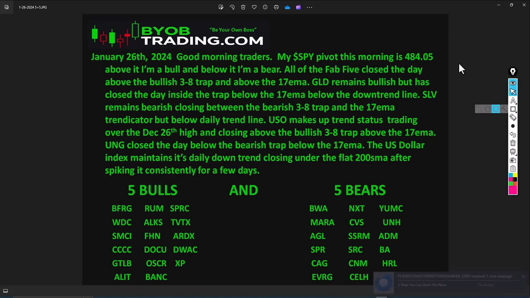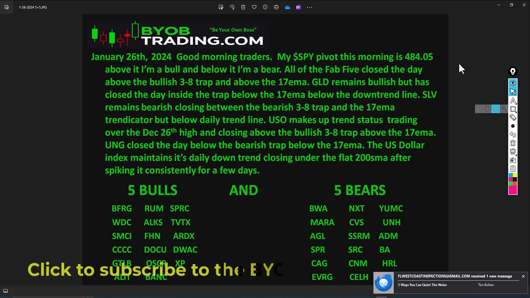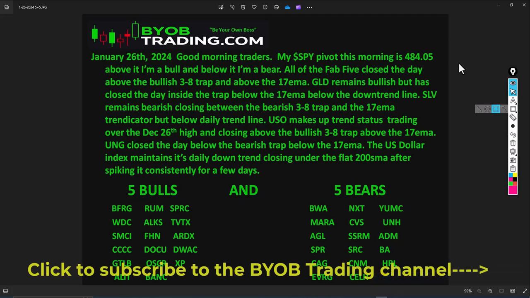USO makes an uptrend status, closing over the high of December 26th and closing above the trap over the 17 EMA. UNG closed the day below the bearish trap and below the 17 EMA. US dollar index maintains a daily downtrend, closing under the flat 200 SMA after spiking it consistently for a few days. All right, let's go take a look at some charts.